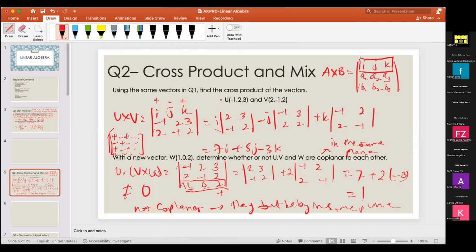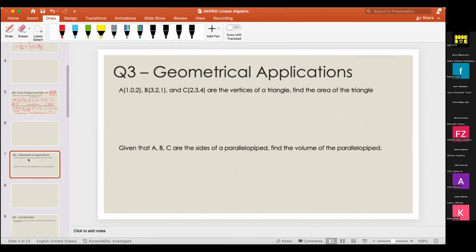Okay, so moving on to the next question. The first one will be to find the area of the triangle. And let's say these three are the points that are on the triangle. So by vertices, it means these points represent the corners of the triangle. Let's say this is A, this is B, this is C.